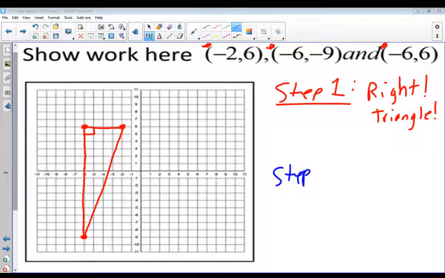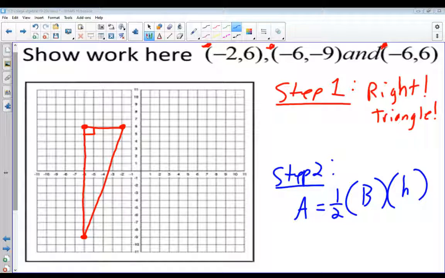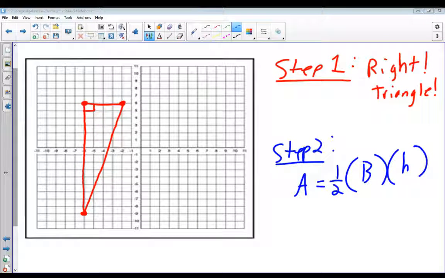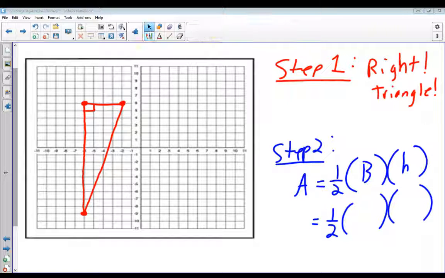Now step 2 is we need to find the area, where we got to take 1/2 times the base times the height. Now we may not be given the numbers for the base and the height, but we can easily deduce. Like for example, this side of the triangle should represent your height. But let's count how many units that is. 1, 2, 3, 4, 5, 6, 7, 8, 9, 10, 11, 12, 13, 14, 15. In other words, the height is 15 units.